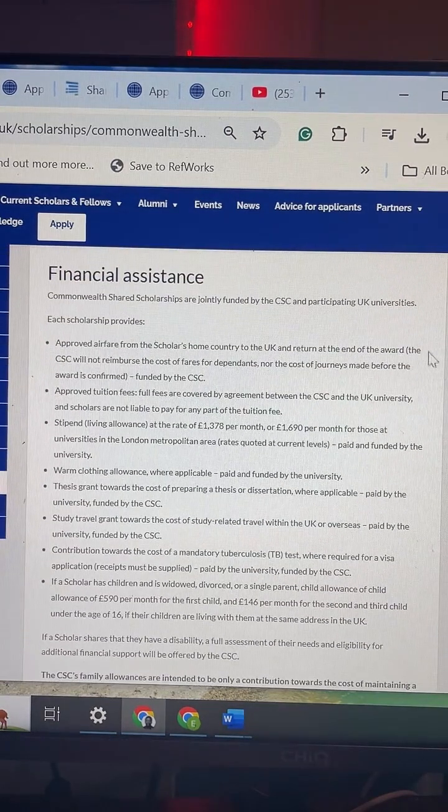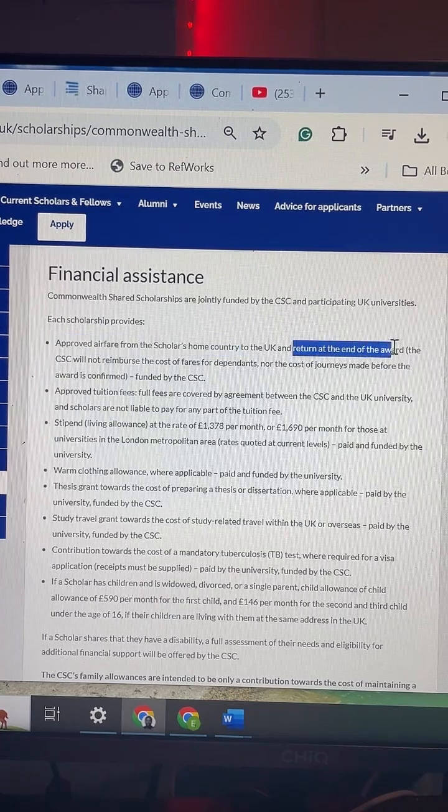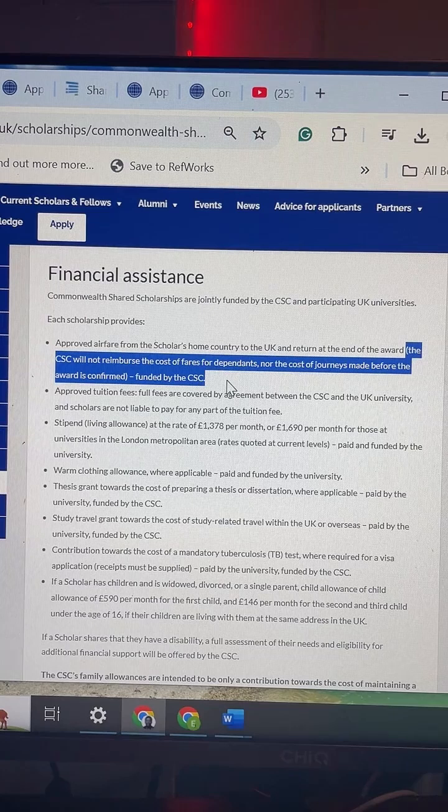So these are the things that you will benefit from when you are being given the scholarship, the financial assistance. First of all, you'll be given approved airfare from the scholar's home country. So if you are from one of the Commonwealth eligible countries, approved airfare, flight tickets will be given to you. And at the end of the award, once you are done with your master's, you will also be provided the flight tickets for you to return back to your home country.